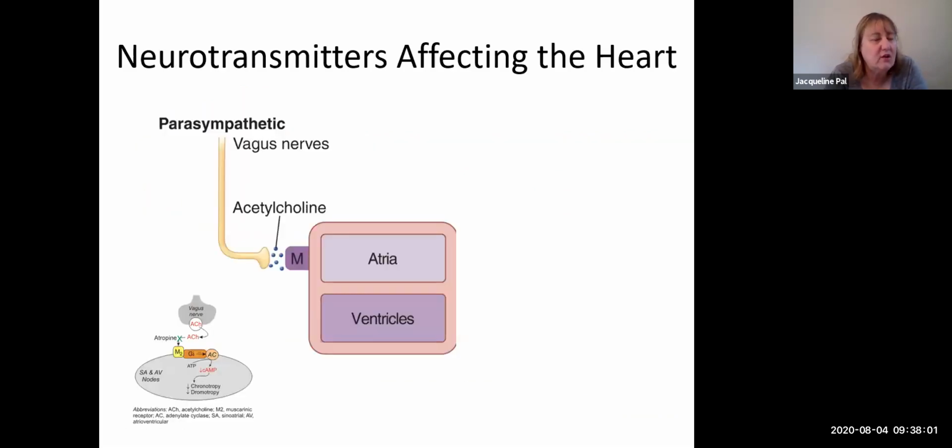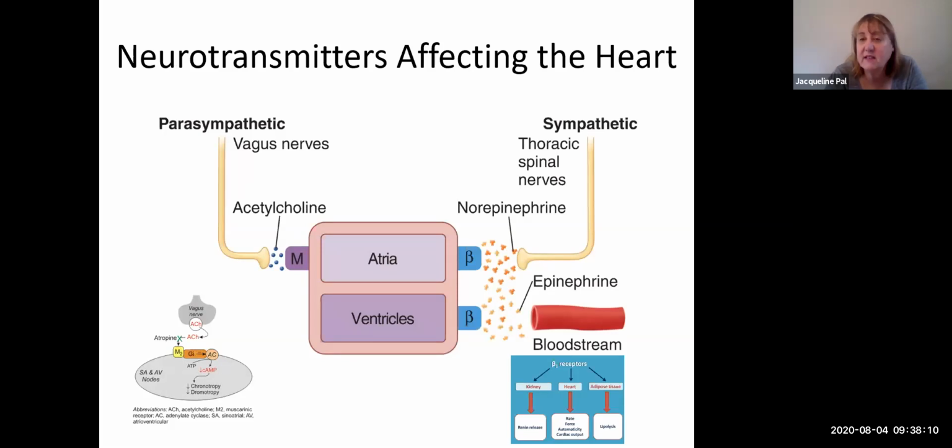So when we're looking at neurotransmitters affecting the heart, the parasympathetic nerves of the vagus are going to involve acetylcholine, whereas the sympathetic thoracic nerves are going to involve norepinephrine. So norepinephrine can affect the ventricles and the atrium, but acetylcholine has effect only on the SA and AV nodes in the right atrium.